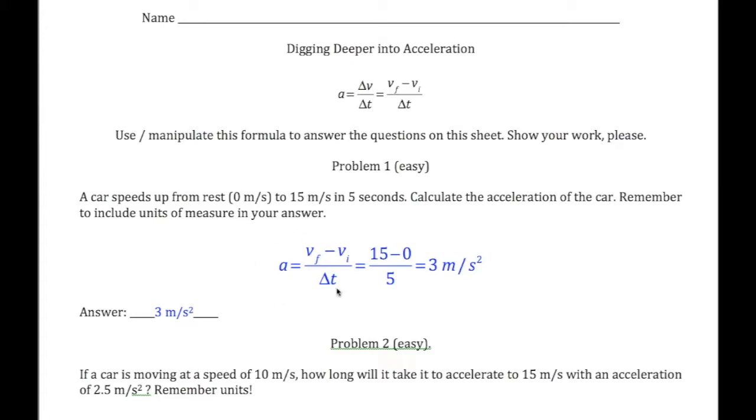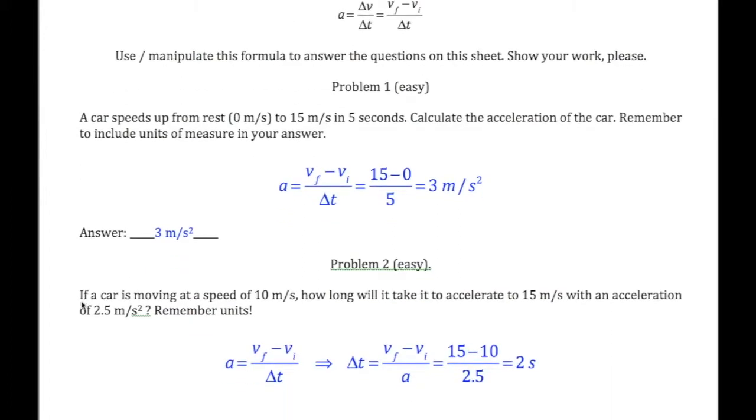So then you think, okay, what's the formula for acceleration? Final minus initial for speeds, divided by time. Final is 15. Initial is 0 because it starts from rest. It takes 5 seconds, so your change in time is 5 seconds. 15 minus 0 over 5 is 3. And the units are meters per second squared since we're finding acceleration.